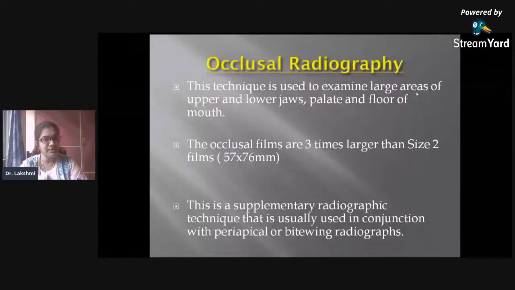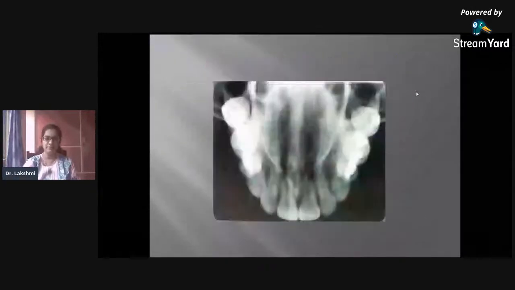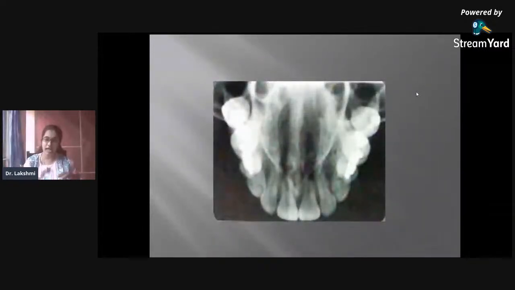This is a supplementary radiographic technique that is usually used in conjunction with periapical or bitewing radiographs. Clinically, whenever you are taking a bitewing or a periapical and you are not sure of certain structures or certain objects and you want to have a clearer picture, then you advise an occlusal radiograph. So this is how an occlusal looks like. You are seeing something either from below or from top. So this is the occlusal radiograph.